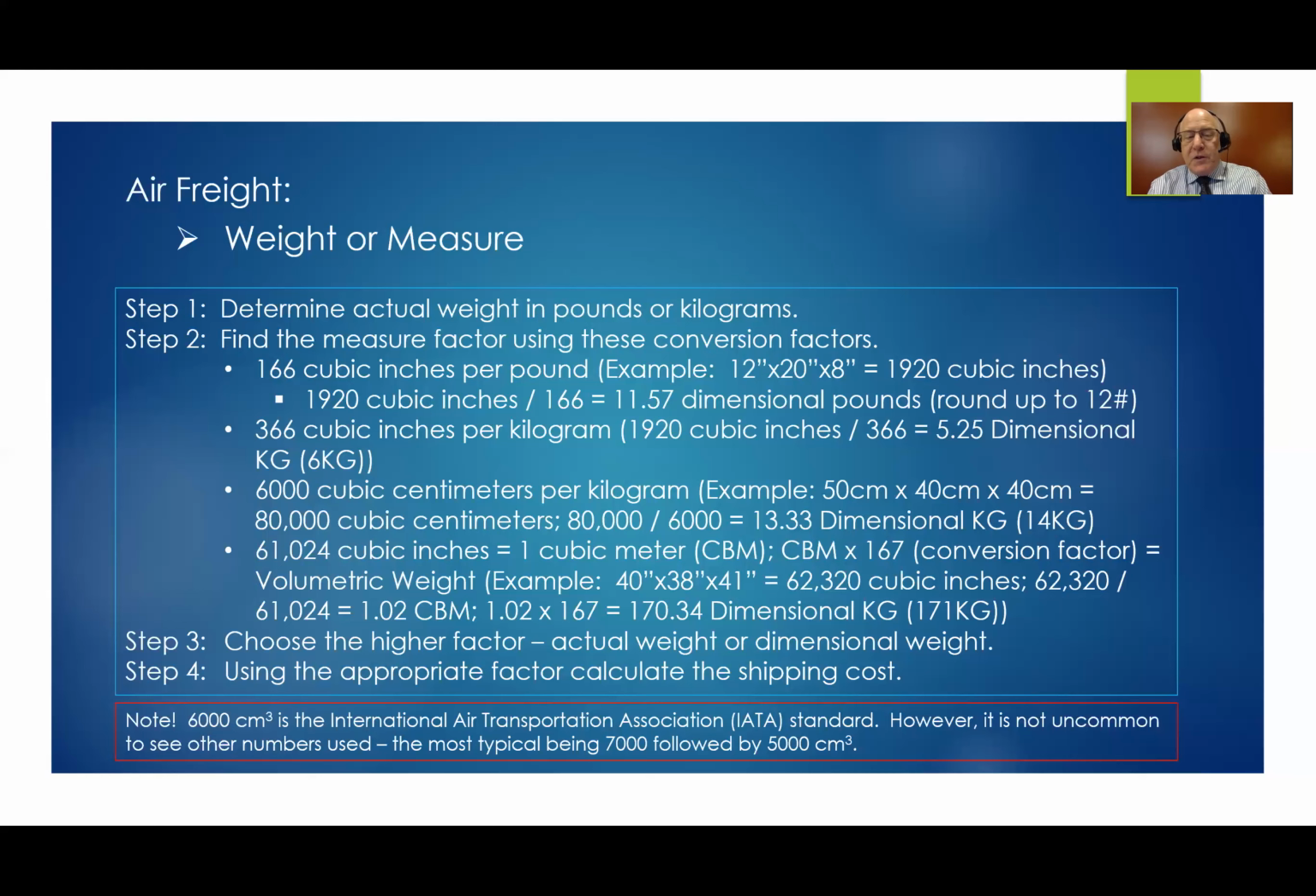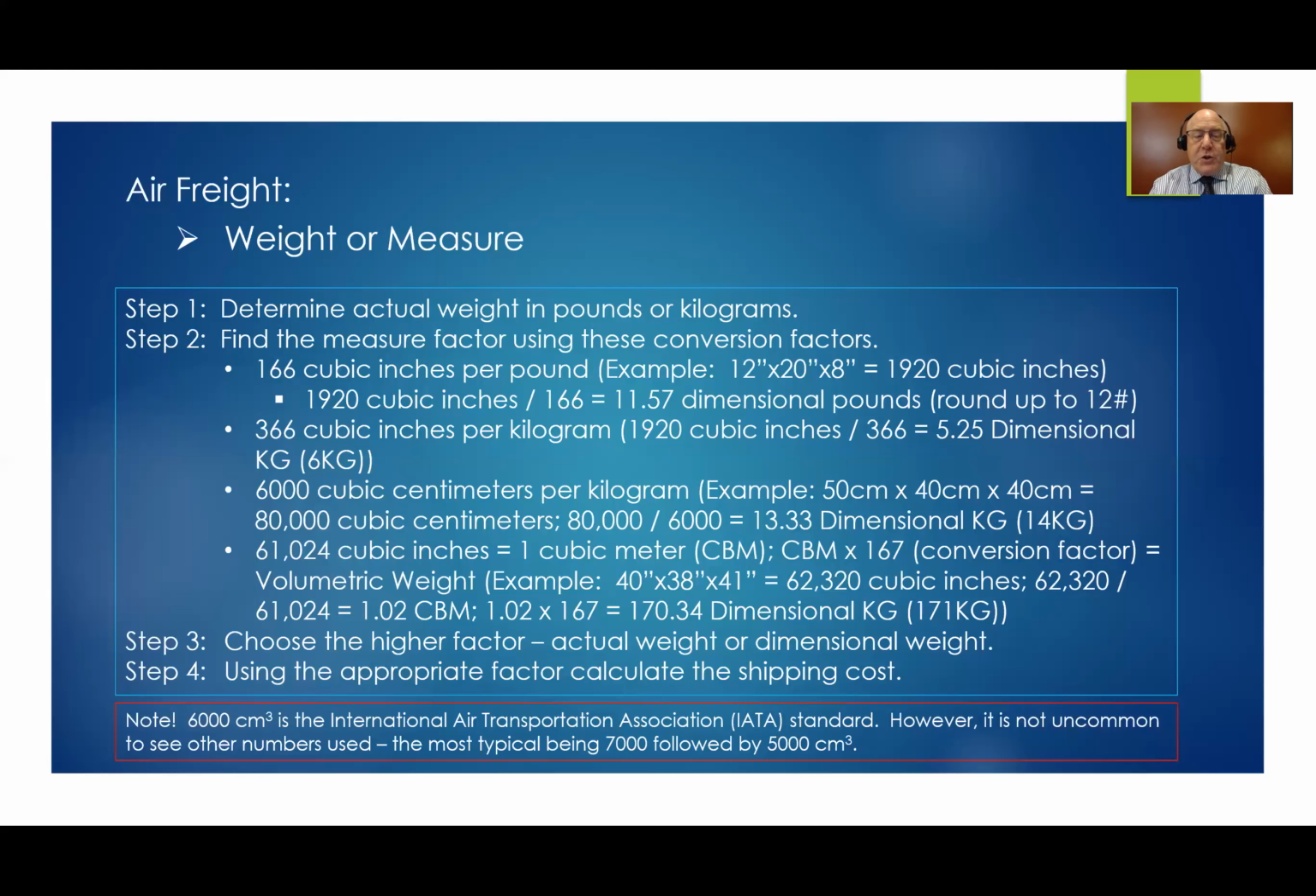CBM is the cubic meter designation. So cubic meter times 167 is a conversion factor that will give you the volumetric weight. For example, 40 inches by 38 inches by 41 will give us 62,320 cubic inches. We divide that by the factor of 61,024, which will give us 1.02 cubic meters. We then multiply the 1.02 cubic meters by the 167, and we're going to find that we have 170.34 dimensional kilos, rounded up to 171 kilos.